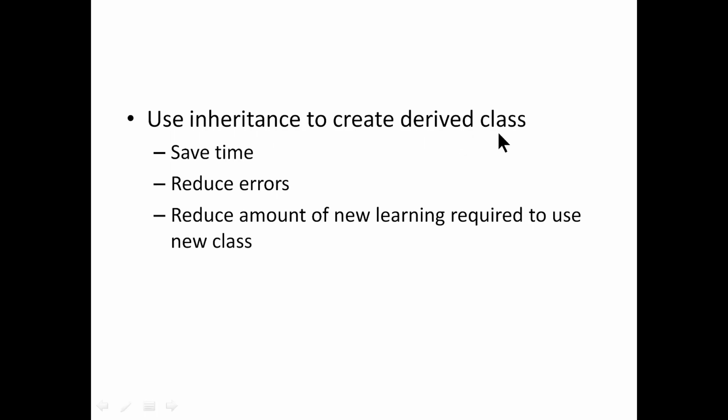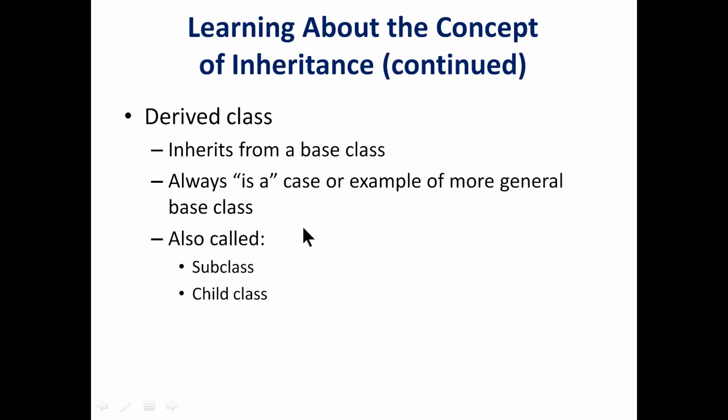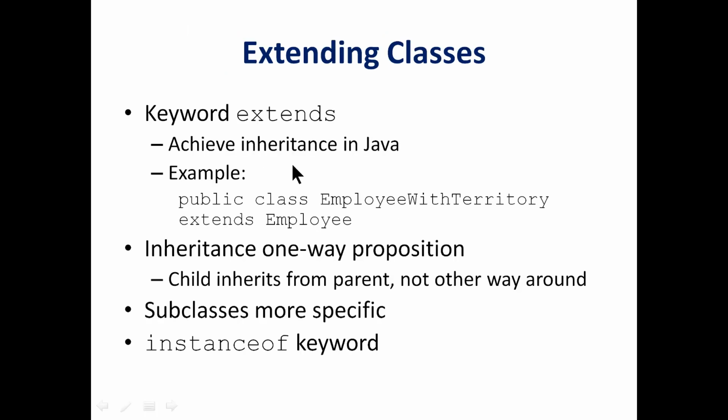Use inheritance to create a derived class. It saves time and reduces errors. There is a huge advantage of inheritance. You save time because you already have a base class, so you create a child, and child creation is very easy. It reduces errors and reduces the amount of new learning required for the new class. The base class used as the basis of inheritance is called the superclass or parent class. A derived class inherits from the base class, the is-a case, and is also called a subclass or child class.